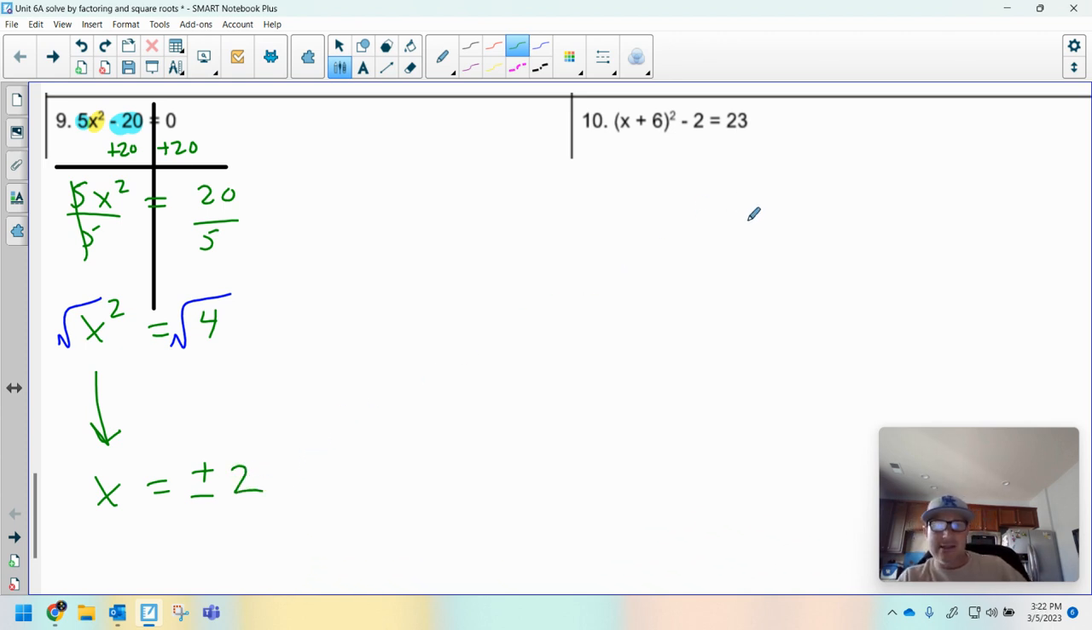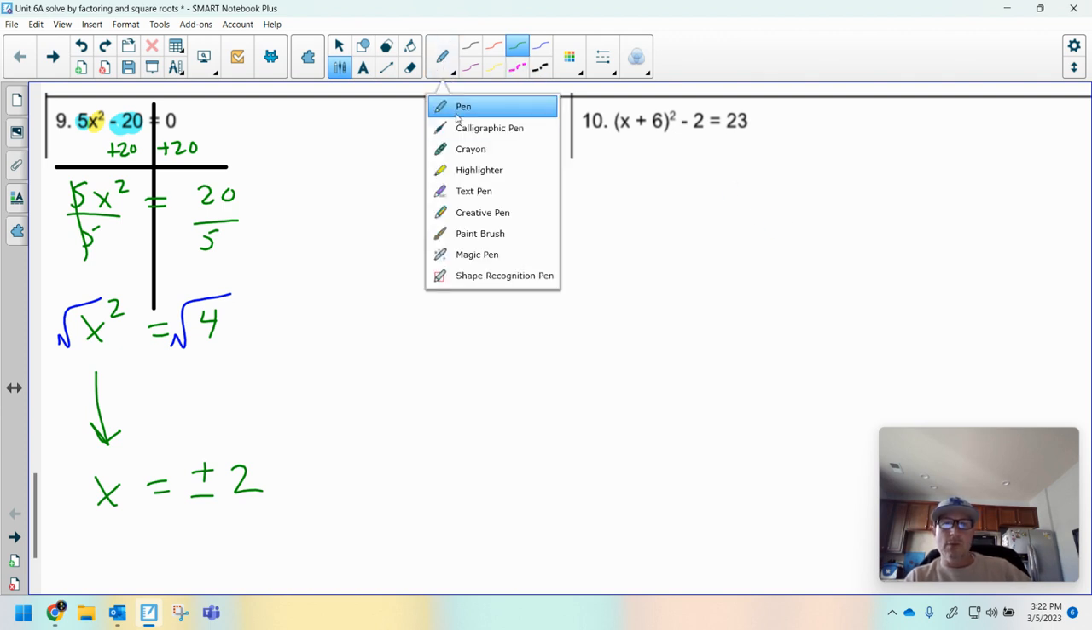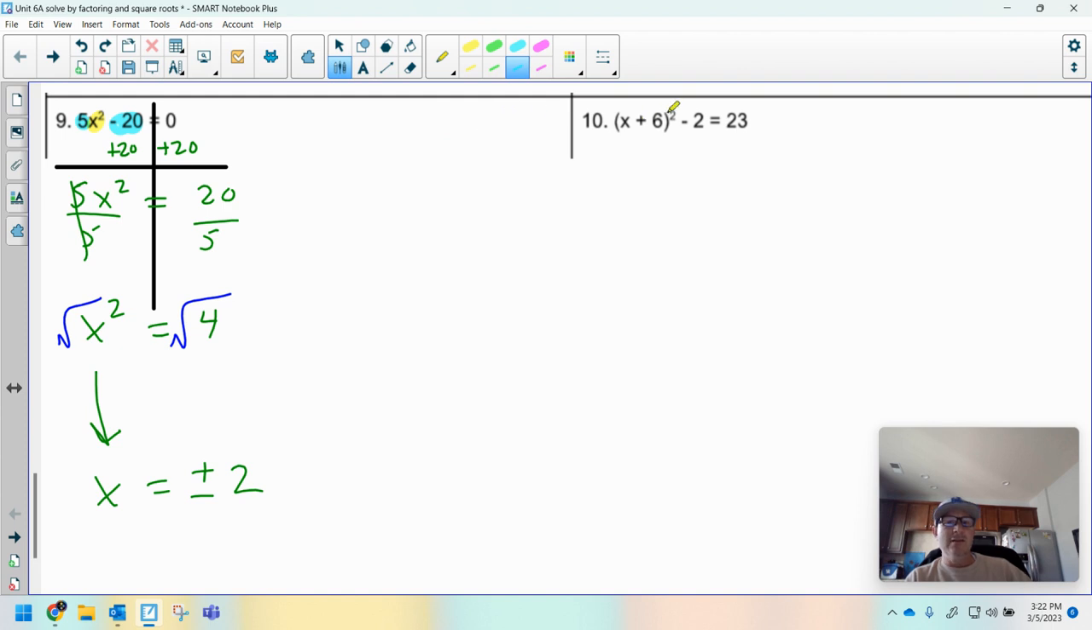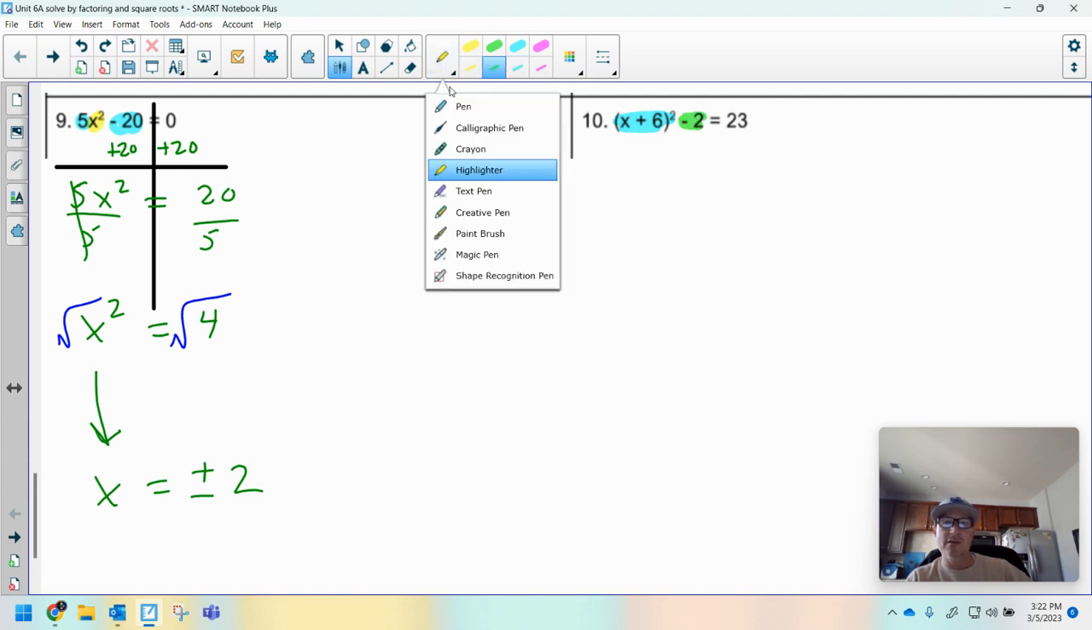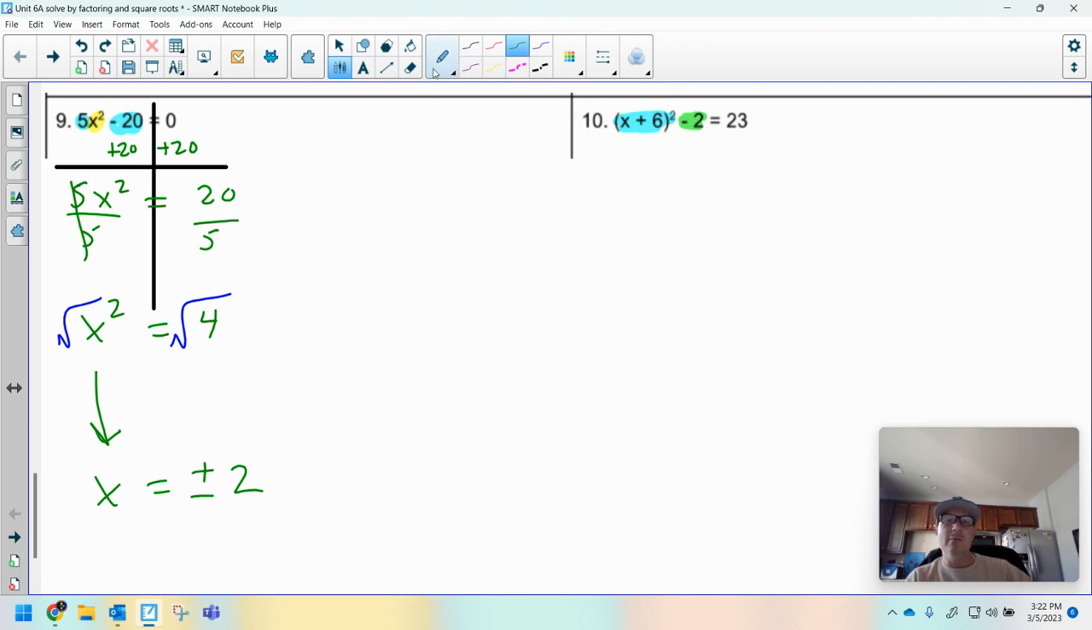Next and last, number 10. We want to get the square alone. What is being squared? This whole thing is being squared. We want this to be alone, which means we have to get rid of this minus 2 first. How do we get rid of a minus 2 and send it over to the other side? We're going to do the opposite because we want it to cancel out and make 0. So we plus 2, and then we also have to plus 2 to the other side.